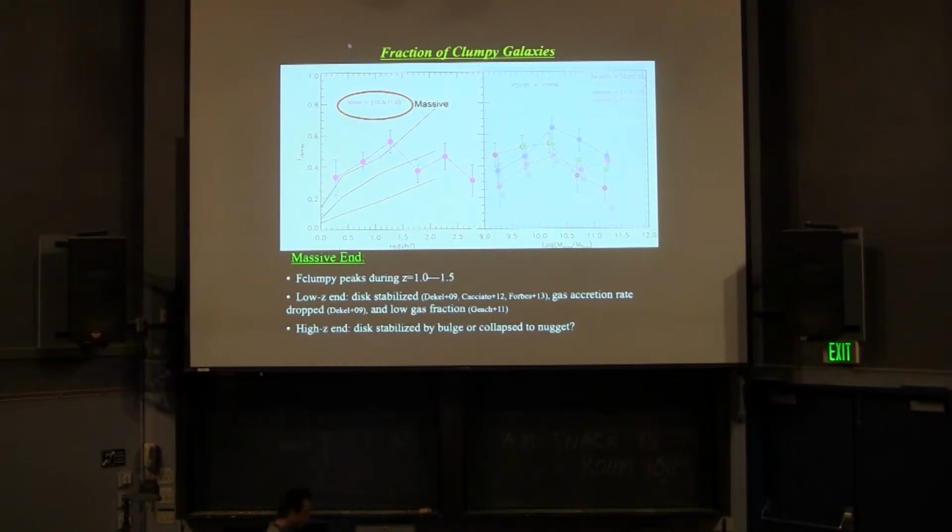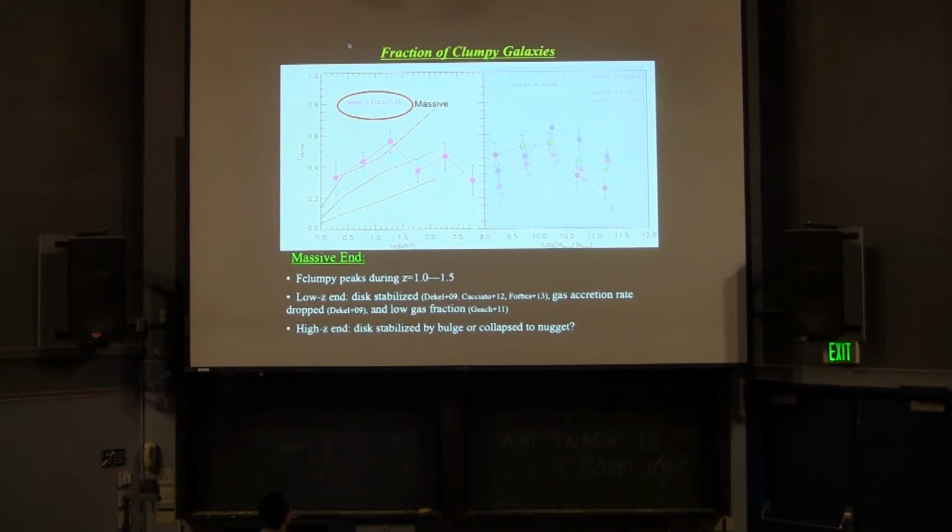So in the most massive bins, the peak is around 1 to 1.5, and it declines towards low redshift and towards high redshift. At low redshift, it could be due to the disk being stabilized by the bulge or star formation, or it could be due to the gas accretion rate dropping at low redshift and the gas fraction dropping too. So this is the median and the range of gas fraction from Genzel et al. So you can see the trend is consistent with the drop of F clumpy at low redshift.